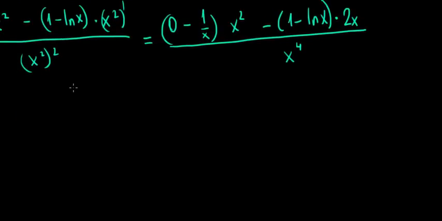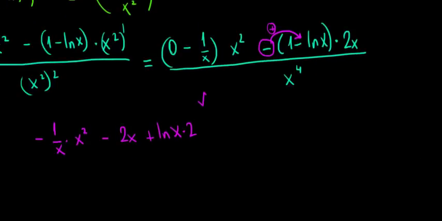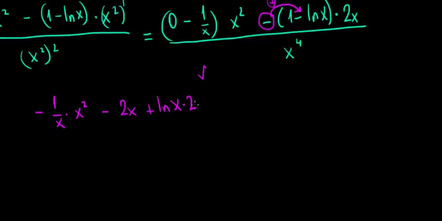So we have 0 minus 1 over x, that's just minus 1 over x, multiplied with x squared, and then minus, we have here, okay, minus 1 times 2x, so that's going to be minus 2x, and then minus ln of x, that's positive ln of x times 2x, so plus ln of x times 2x, divided by x to the power of 4.